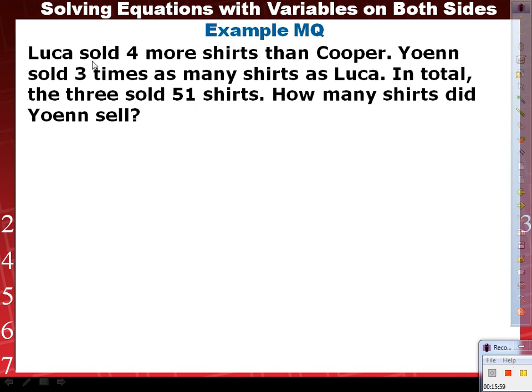It says, Luca sold 4 more shirts than Cooper. Joanne sold 3 times as many shirts as Luca. In total, all 3 sold 51 shirts. How many shirts did Joanne sell? How many lines down for this table? 3 lines. And it's very similar to the one we just did, right? Let me show you one that is not similar to these.